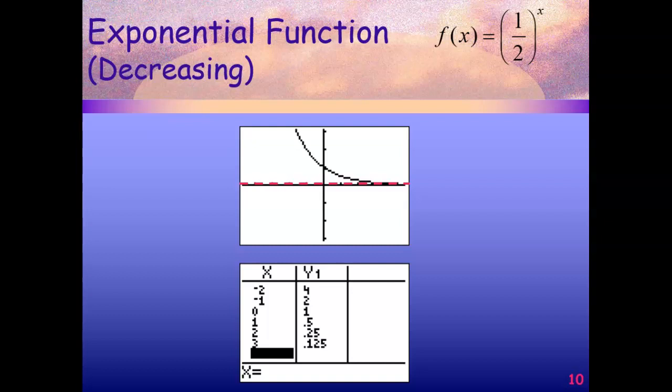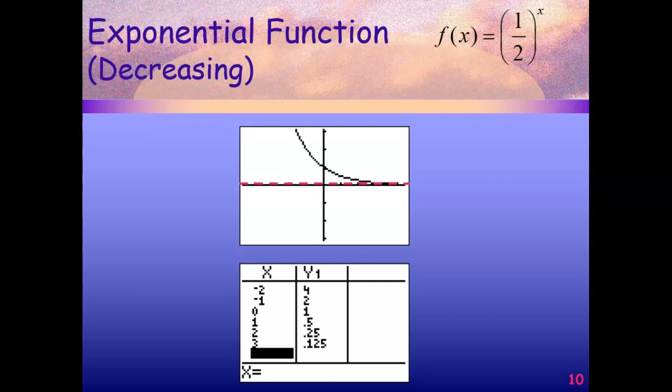It can cross the y-axis, and then it has a horizontal asymptote on the x-axis. So it doesn't ever get to that point. It gets really, really close, but it doesn't ever actually reach that. So you can look at the graph here. At -2, it was up at 4. At -1, it was at 2. At 0, it was at 1.